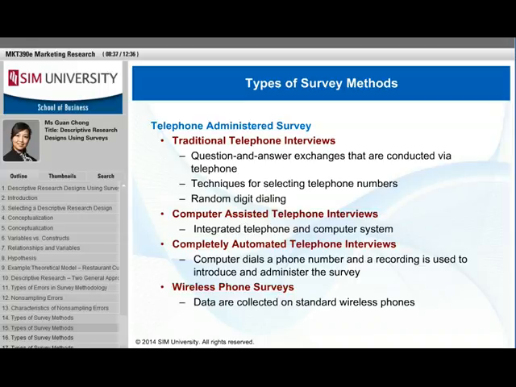Telephone-administered surveys can be further classified into traditional telephone interviews, computer-assisted telephone interviews, completely automated telephone interviews, and wireless phone surveys. Under traditional phone interviews, question and answer exchanges are conducted via telephone, while computer-assisted telephone interviews integrate telephone and computer systems. Under completely automated telephone interviews, a computer dials a telephone number and a recording is used to introduce and administer the survey. Lastly, under wireless phone surveys, data are collected on standard wireless phones.